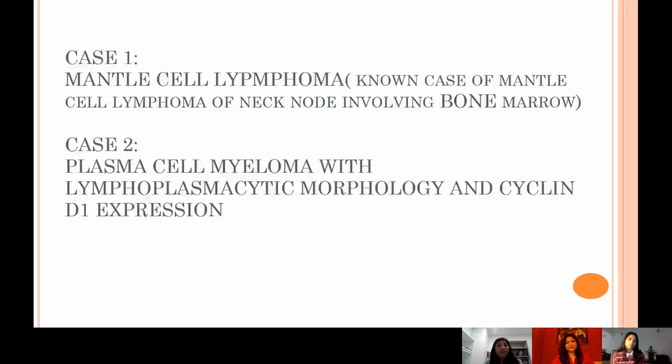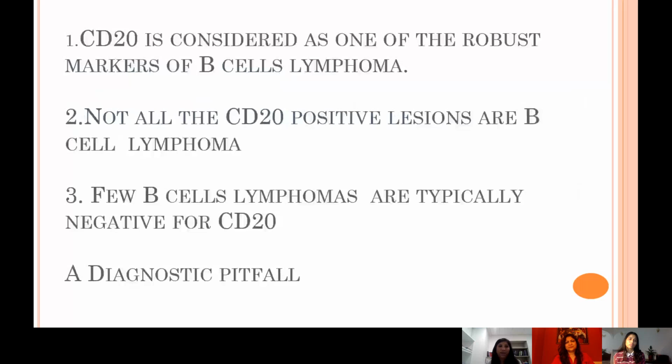So our previous two cases: the first case was mantle cell lymphoma, a known case of mantle cell lymphoma of the neck nodes and now involving the bone marrow. The second case had lymphoplasmacytic morphology, but actually had plasma cell phenotype, and they were also expressing cyclin D1. So when you have a very limited amount of IHC to work with, you have to be very careful because there are a few diagnostic pitfalls.